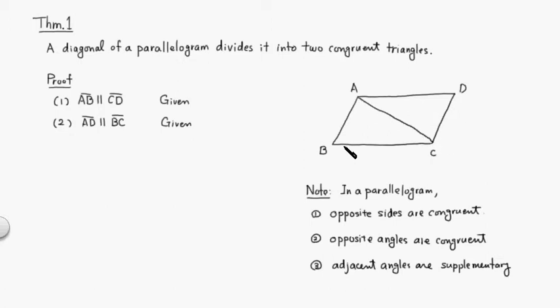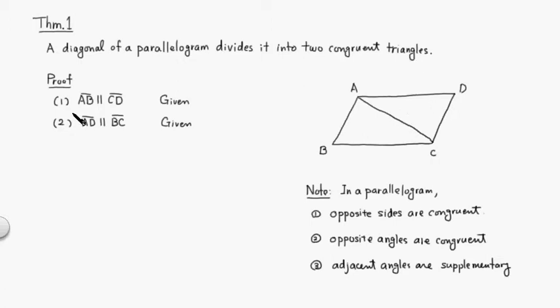We could have used segment BD, which is the same thing, but for now I'm going to pick segment AC. Right? Then this diagonal AC will divide the parallelogram into two congruent triangles. Right? So let's prove that.